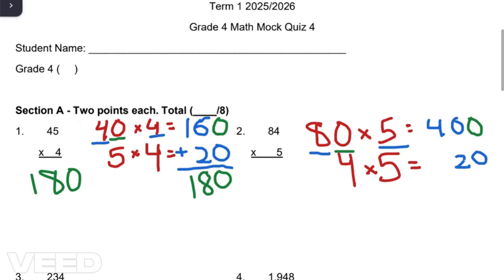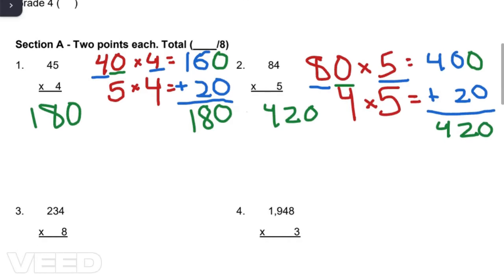Notice how I'm lining up my digits. My ones are in my ones column, my tens are in my tens column, and my hundreds are all alone. Okay? So 0 plus 0 once again is 0. 0 plus 2 is 2. And 4 plus nothing is 4. So 420 is our answer for 84 times 5. 420. Okay, let's move on to the next problem.